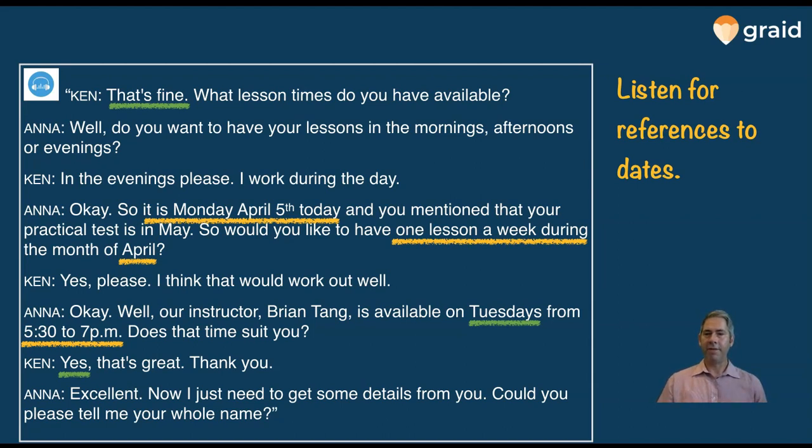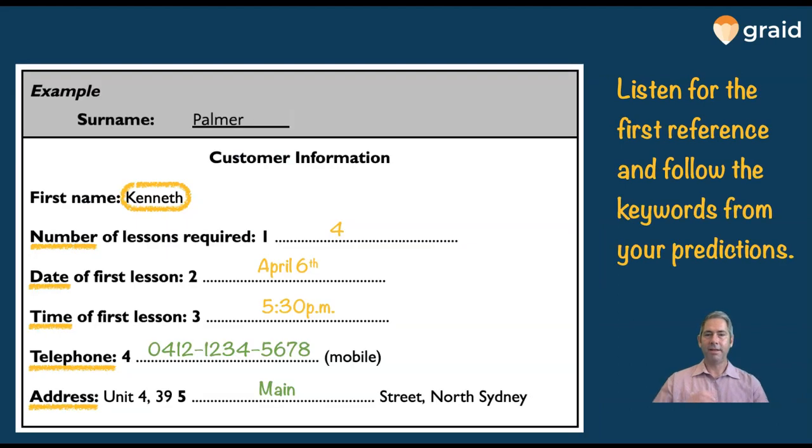But then later, Anna says, well, our instructor, Brian Tang, is available on Tuesdays from 5:30 to 7 p.m. Does that time suit you? Ken replies, yes. So we actually have 2 answers there with Anna's sentence. So if today is April the 5th and Ken is going to take a lesson the next day on Tuesday, that means the lesson will be on April the 6th and the time of the lesson will be at 5:30. So a more difficult question. It requires you to really comprehend what you're listening to.